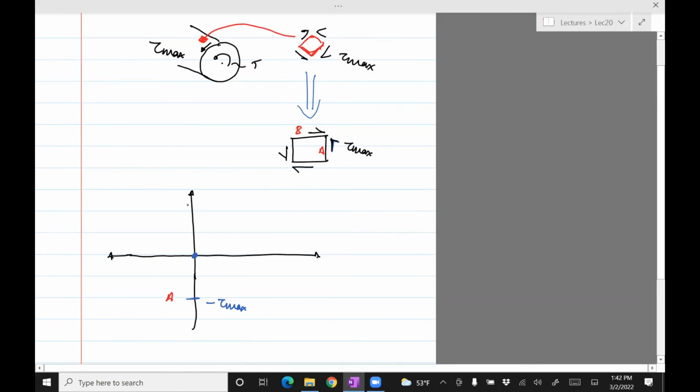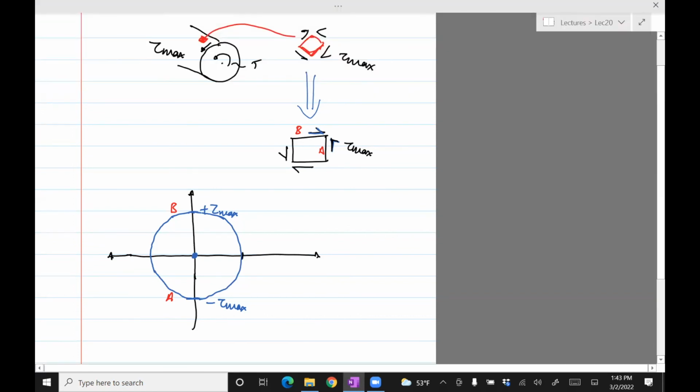For phase B, we have 0 for the stress in the y direction. And then the shear stress on phase B is clockwise. The convention is clockwise is positive. That would be plus tau max, which is our phase B. We only need 2 points to draw the Mohr circle because they're on the diameter. So we can draw the Mohr circle.